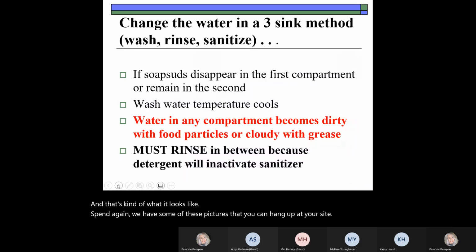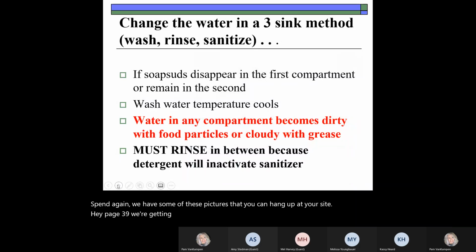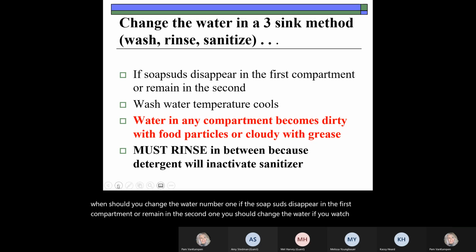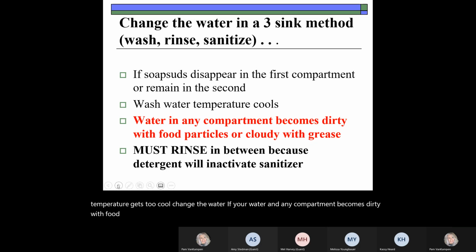Hey, page 39. We are getting there, kids. So change the water in a 3-sink method. Okay, so when should you change the water? Number one, if the soap suds disappear in the first compartment or remain in the second one, you should change the water. If your wash temperature gets too cool, change the water. If your water in any compartment becomes dirty with food particles or cloudy with grease, change the water.